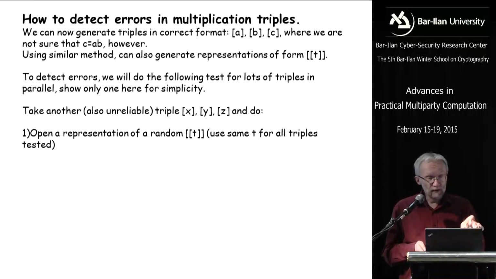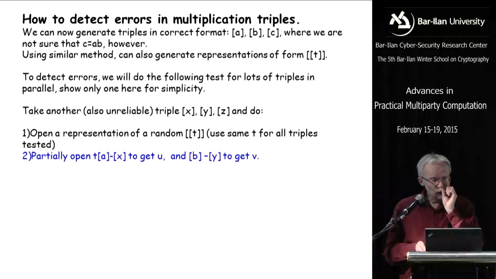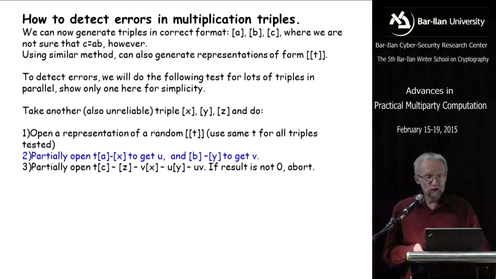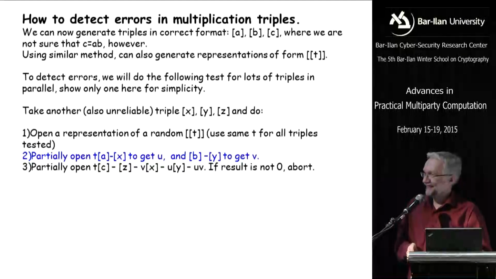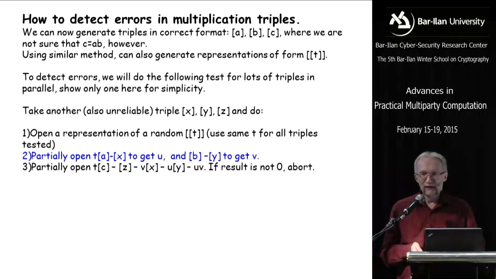So we open this random T, and then what we're going to do is partially open T times A minus X. Right? This is going to be secure because T times A is masked completely by X. And B minus Y is also secure because B is masked by Y. One thing is called U, the other one is called V. And then we partially open this weird linear combination: T times C in the box, minus Z, minus V times X, minus U times Y, minus U times V. I'm not going to do it here, but if you plug in what U and V are and just do the math, you will find out this should be 0.